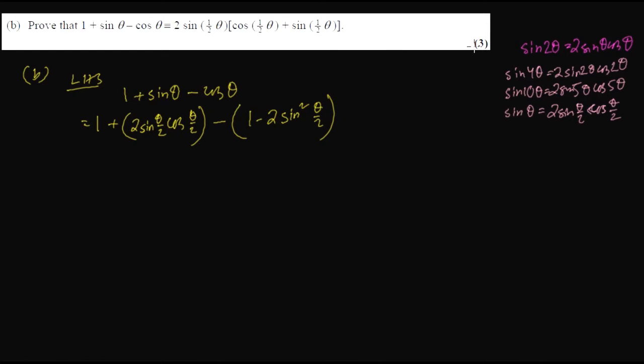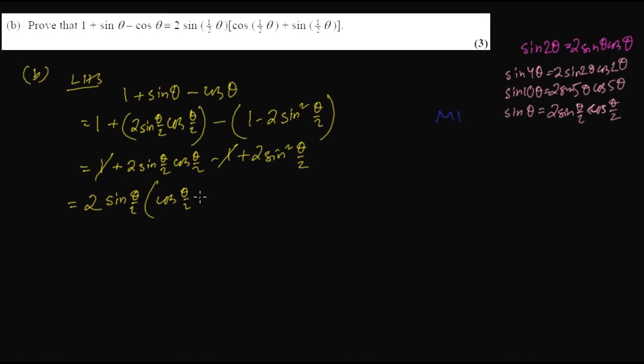So for that you're getting the first mark, M1. So this is the M1 that they're giving you. So the next step is remove the bracket. You can write 1 plus 2 sine theta by 2 cos theta by 2 minus 1, minus into minus is plus 2 sine squared theta by 2. This thing and this thing cancels off, and you can take 2 sine theta by 2 common. It would be cos theta by 2 plus sine theta by 2.